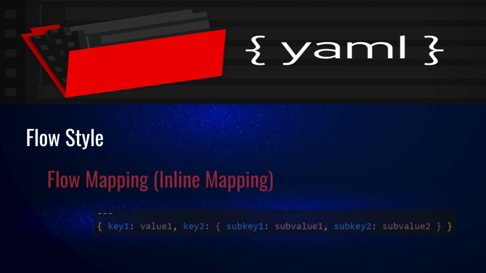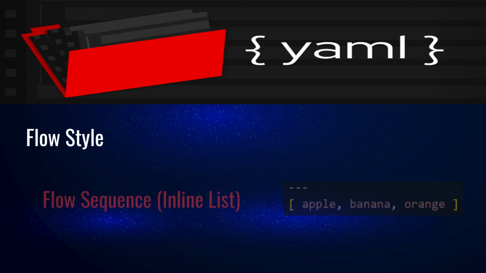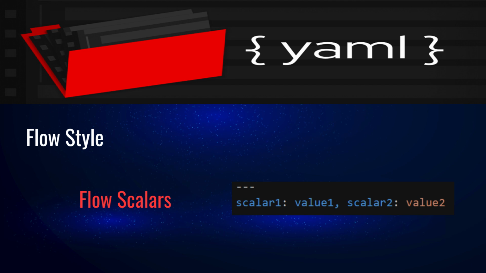Flow mapping uses curly braces and commas to represent key-value pairs. Flow sequence uses square brackets and commas to represent a list. Scalars can be written without key-value pairs or list items, typically in flow style.